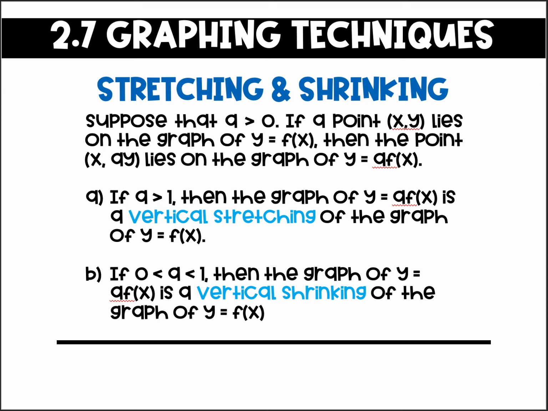If your a is greater than 1, if whatever value you're multiplying your function, your outcome f of x, by is greater than 1, you're going to have your graph stretching vertically, which means it's going to be pulled away from the x-axis. Let's suppose I have a parabola. This is my original graph. For my a being greater than 1, my coefficient that I'm multiplying my function by, my graph's going to be pulled away from the x-axis.